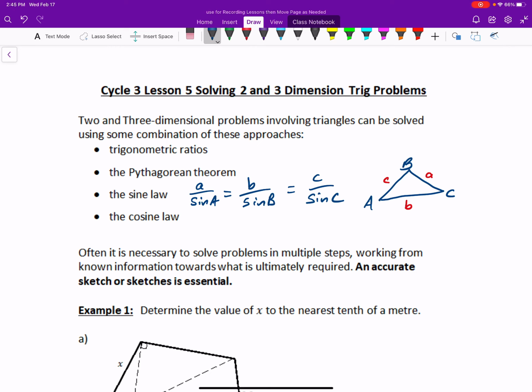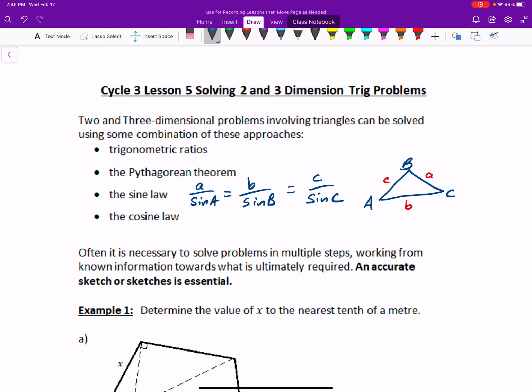Often it's necessary to solve problems in multiple steps. So what we're going to do is use the trig ratios or the Pythagorean theorem or the sine law or the cosine law, whatever presents itself, to solve what we can solve. And then we're going to just keep going until we get to what we're actually asked to solve. An accurate sketch or sketches is, of course, essential. Whenever we're doing trigonometry, it's really important that we have proper sketches to help us see what's what.